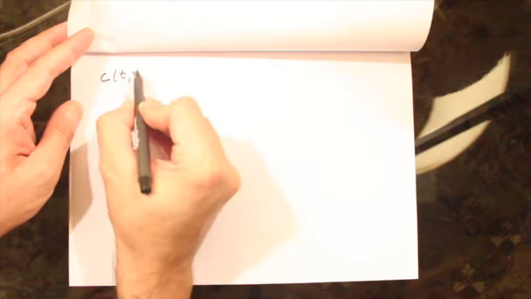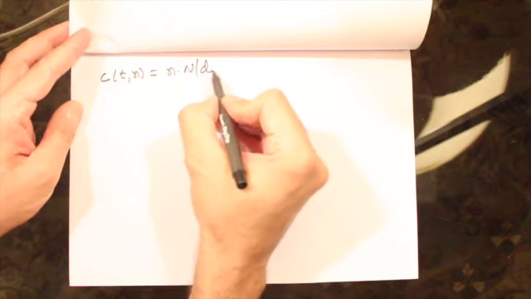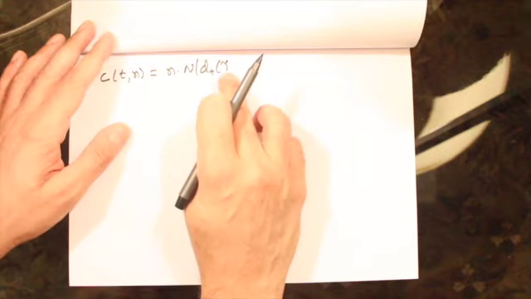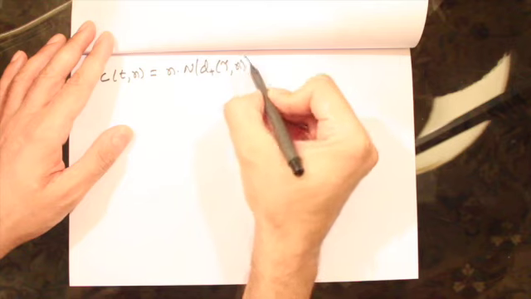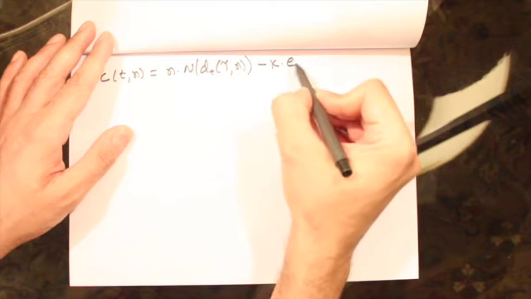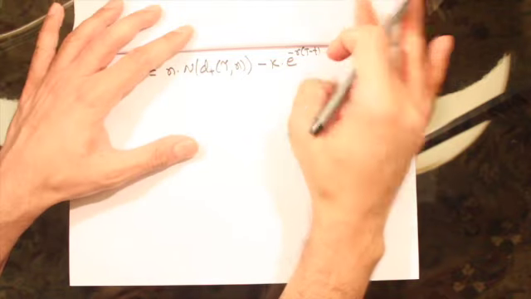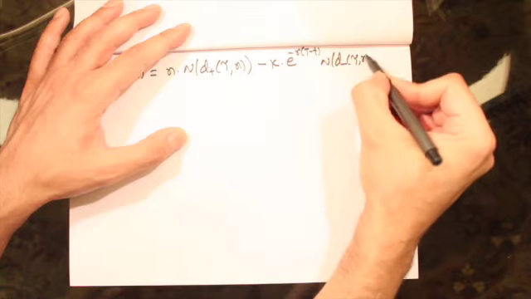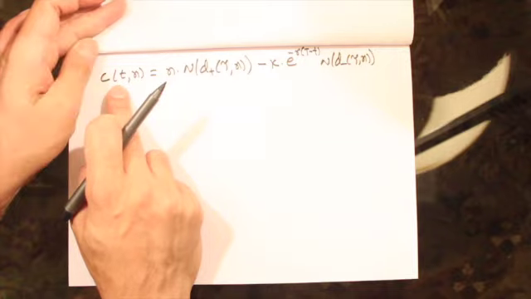That price, C of t and x, is given by x times N of d plus, which is a function of tau, where tau is nothing but the time to maturity, capital T minus t, and x, minus K e to the power of minus r (T minus t) times N of d minus, a function of tau and x, right? This is our Black-Scholes formula, the price of a European call.